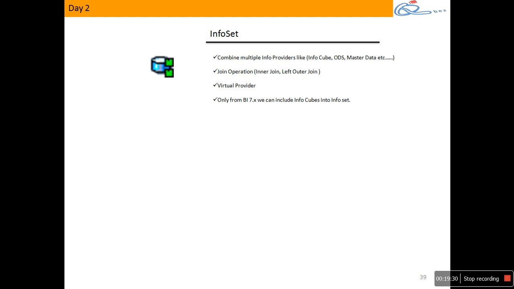Now take A cube and B cube as two sets. A union B is multi-provider. A intersection B is InfoSet. That's the concept. Okay, inner join.